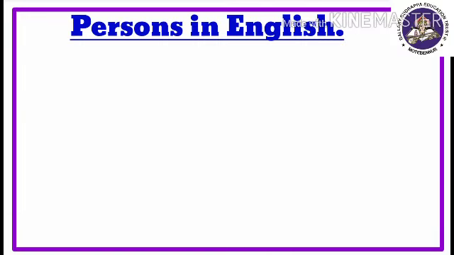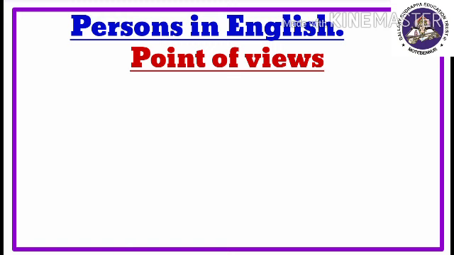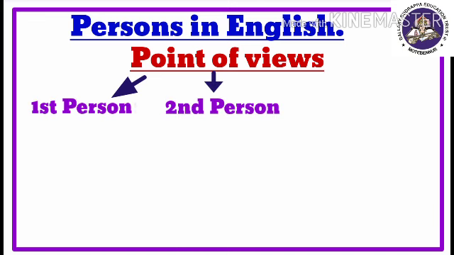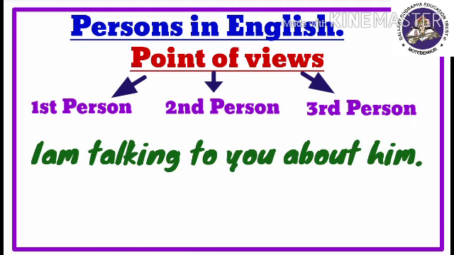Now let's see what is first, second and third person in English. Remember, personal pronouns of English can be divided based on point of view. Basically, there are 3 points of view in English. First one is first person, second is second person, and third is third person. Let me explain with an example. I am talking to you about him. For example, I am talking to you about him.